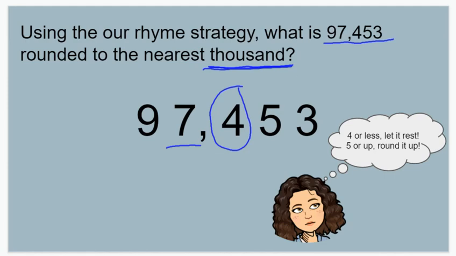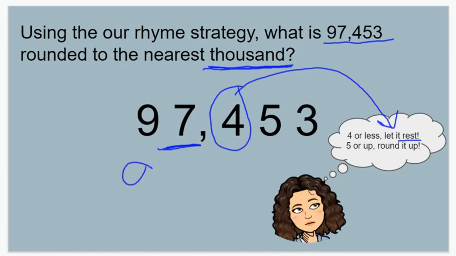Now, remembering the rhyme that I learned earlier today, 4 or less, let it rest, 5 or up, round it up. I'll take my number that I've circled and apply that rhyme. 4 or less, let it rest, 5 or up, round it up. 4 falls under 4 or less, let it rest. So the number that I have underlined, the 7, will rest. Rest means that it will stay the same.